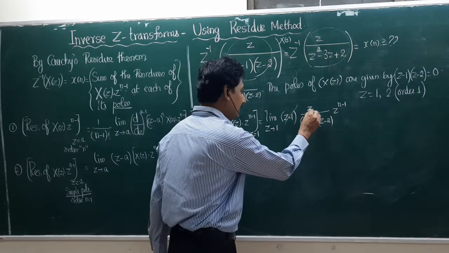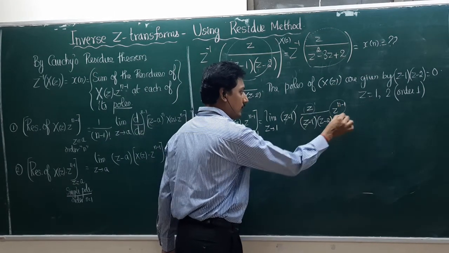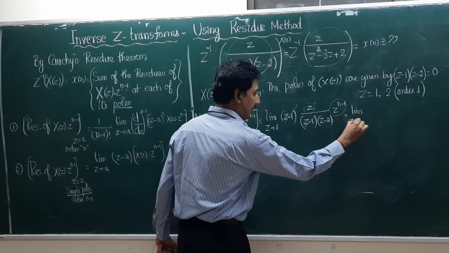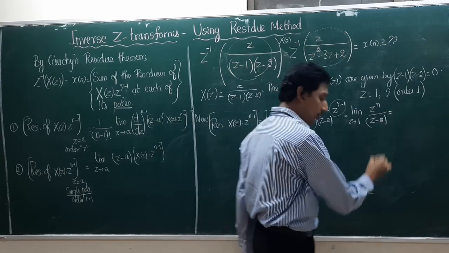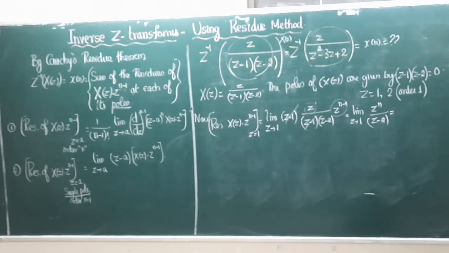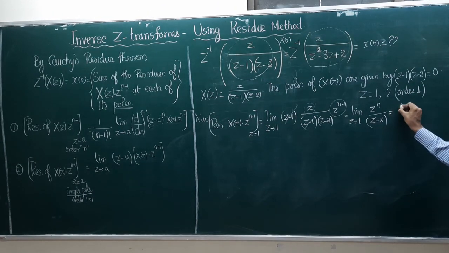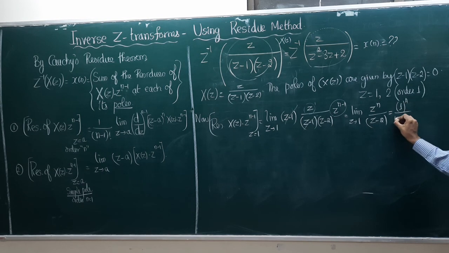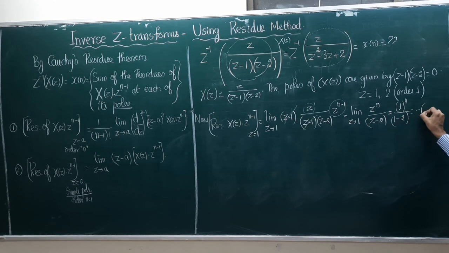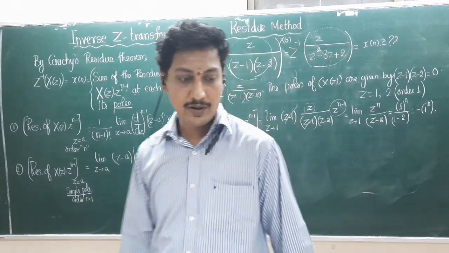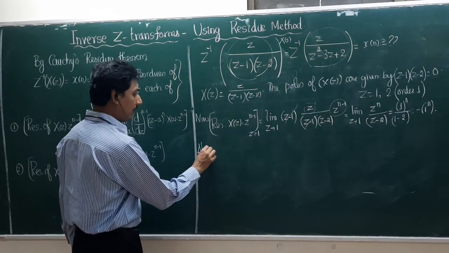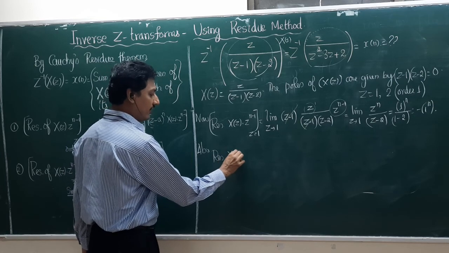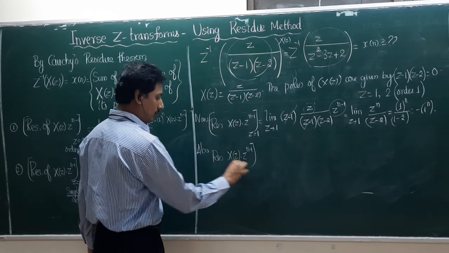Then let us multiply this z^1 into z^(n-1). We will get the limit as z tends to 1 of z^n by (z minus 2). Now substitute z equal to 1 in this place. What we will get is 1^n by (1 minus 2), otherwise minus of 1^n. So this is the residue of X(z) z^(n-1) at the pole z equal to 1.